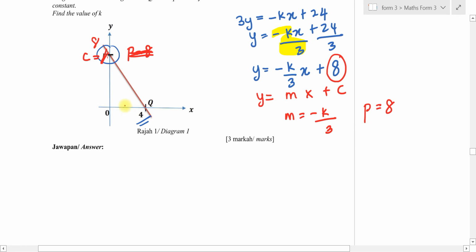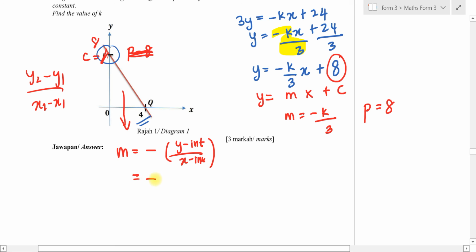Now we try to find the gradient on our own. You can use y2 minus y1 over x2 minus x1, but I'd rather use the intercept form. Gradient is equal to negative y-intercept over x-intercept. This is the formula. The y-intercept is 8, the x-intercept is 4. So the gradient is negative 2. Here we get gradient negative 2, and here, negative k over 3. It's the same line, so the gradient is the same.